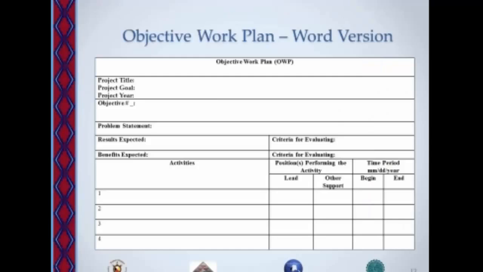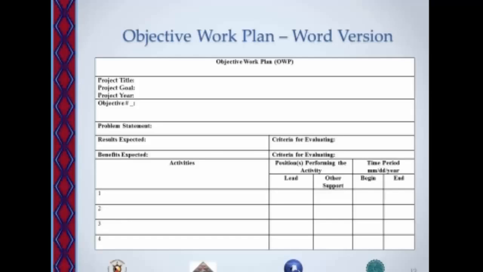So now you've got all this information. Here's the objective work plan form. And this is a Word document. It is available on ANA's website. If you go to ANA's website, you can just type in OWP in the search box, and it'll bring up this document that you can download.